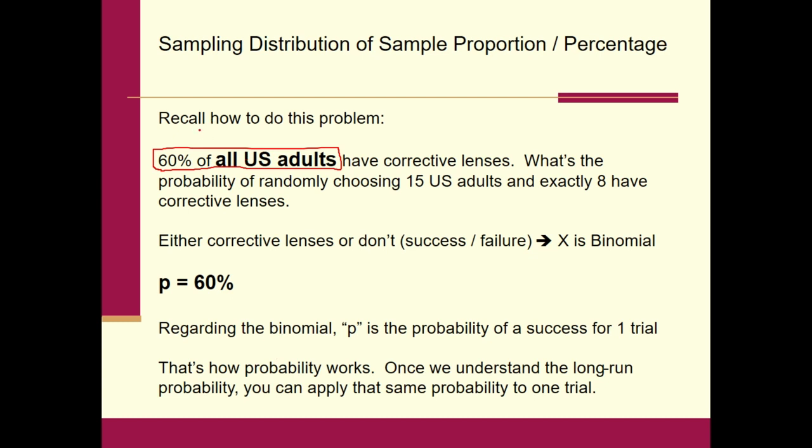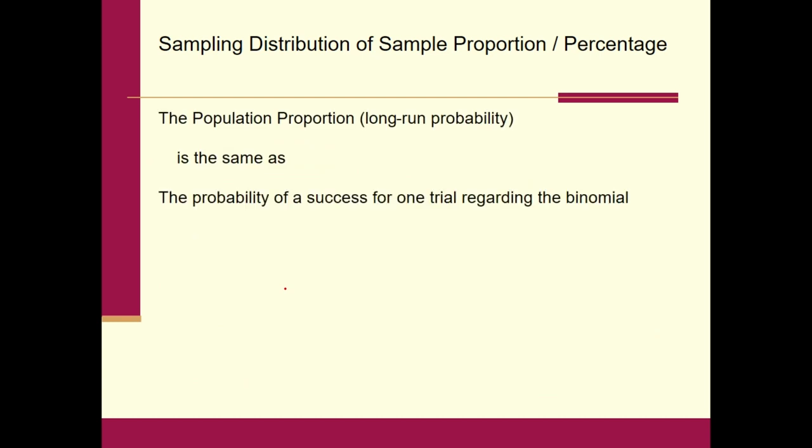Okay, and that's what we did. We learned what it was in the long term, and then we applied it to one trial, which is the binomial. That means that the population proportion P, the long run probability, is the same as the probability of success for one trial regarding the binomial, and that's why we use P as a symbol for both. They're exactly the same thing. All right, you may have to review that once more to get a hang of that one, but that's the answer there.